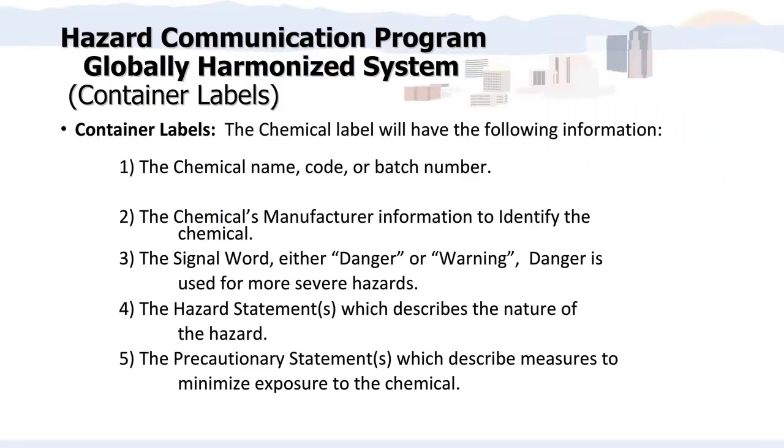A globally harmonized chemical label shows the chemical name and the manufacturer information. The label will also have the signal word, which is either danger or warning, where danger is used for more severe hazards, a hazard statement which describes the nature of the hazard, and a precautionary statement which describes ways to minimize exposure to the chemical.